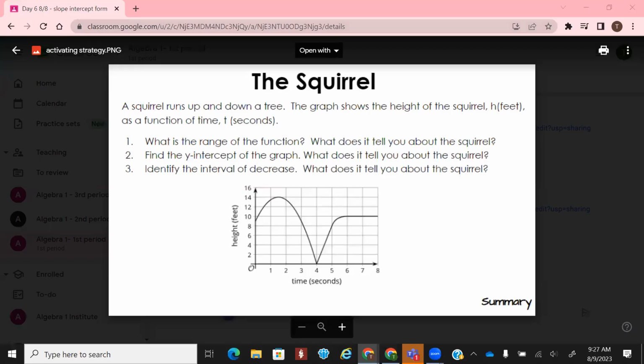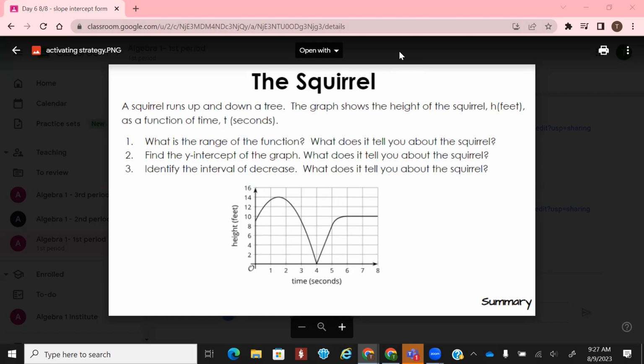Okay, so we're talking about the squirrel that's running up and down a tree, and the graph shows the height of the squirrel as a function of time. So what is the range of the function? What's the y values for this function? Good. The height. Okay, so our y values are the height.